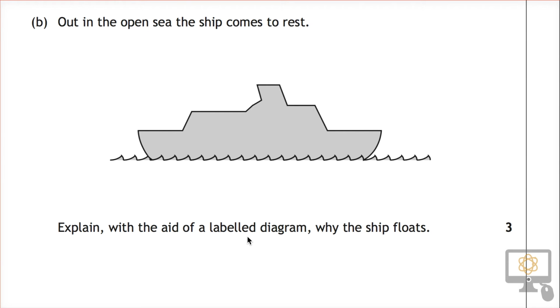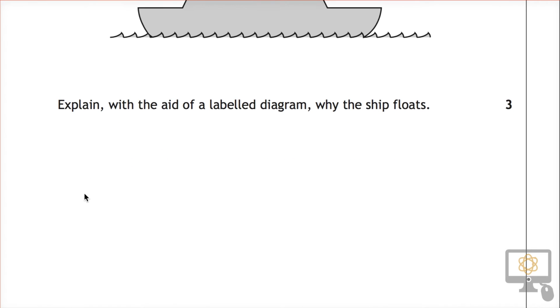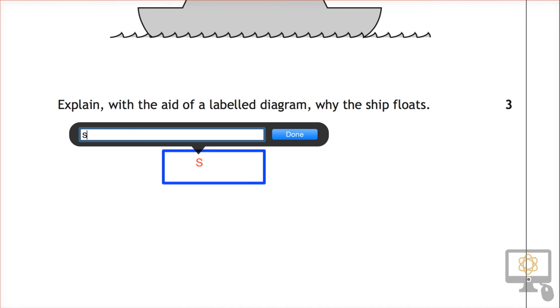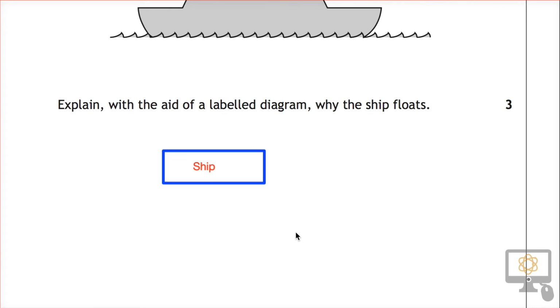Explain with the aid of a labelled diagram why the ship floats. So let's start and we'll draw a labelled diagram. I'm just going to draw a box here to represent the ship, and we'll put in some text just so that people know that this is the ship. And then we're going to add the 2 forces.